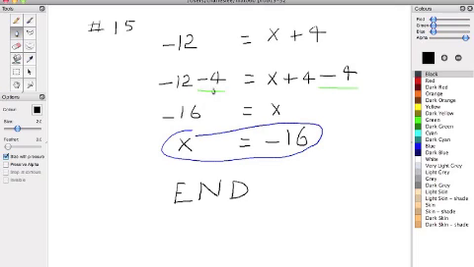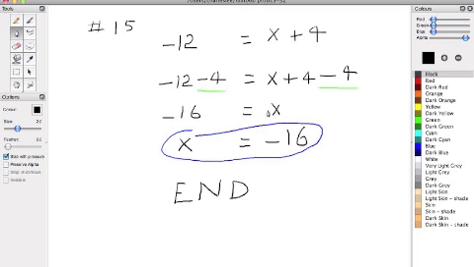We have to put the minus 4 on the other side of the equation also, because remember, what we do on one side, we have to do on the other side. And so back to the right-hand side, the plus 4 and the minus 4 go together to cancel each other out or wash out, and we're left with the x by itself. Over on the left-hand side, we put the minus 12 together with the minus 4, gives us a total of minus 16, and so x is equal to minus 16.